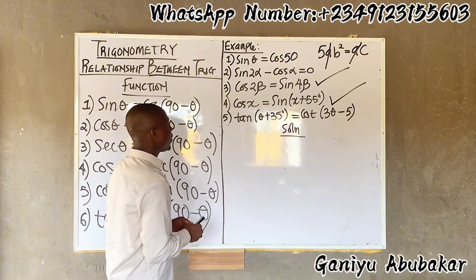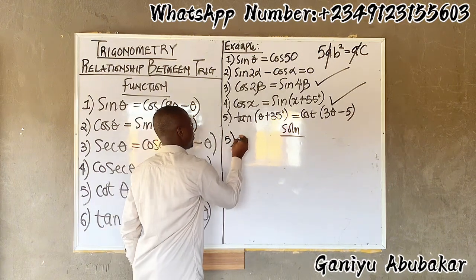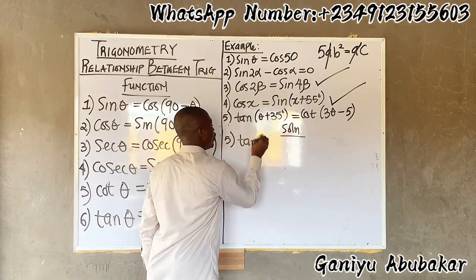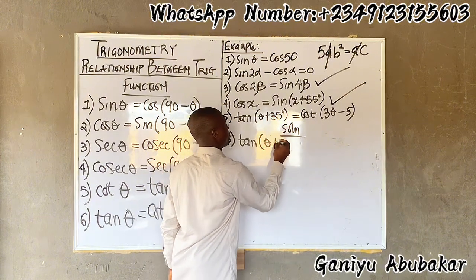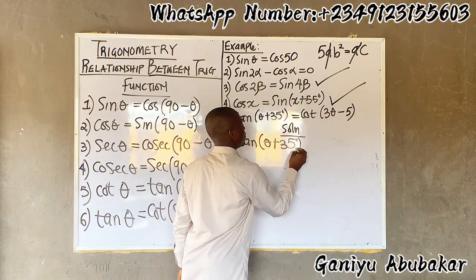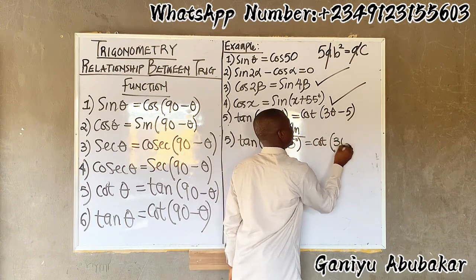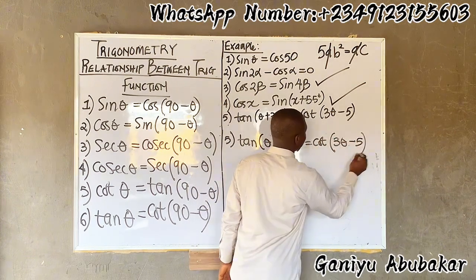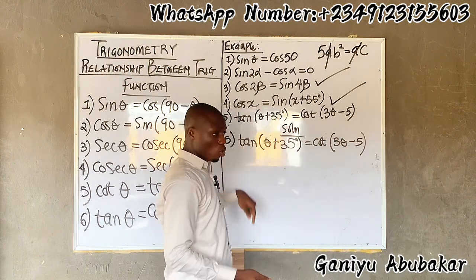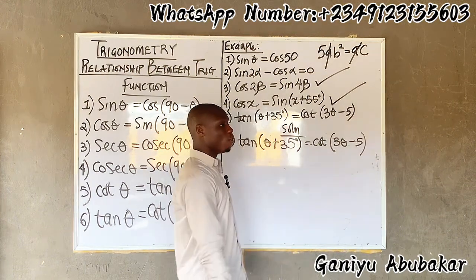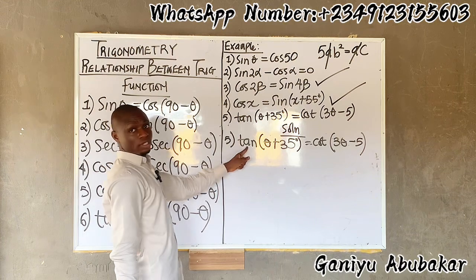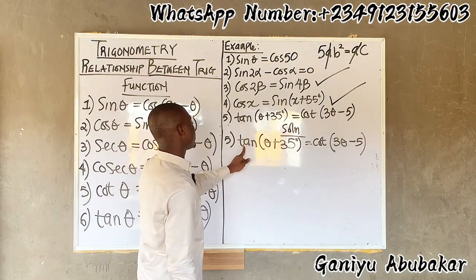All right, number 5 there. I have tan of 2 theta plus 35 degrees being equal to cot of 3 theta minus 5. So I can choose to go with either tan to cot or cot to tan, any of it. Let me just take it from here. I'll change tan to cot.